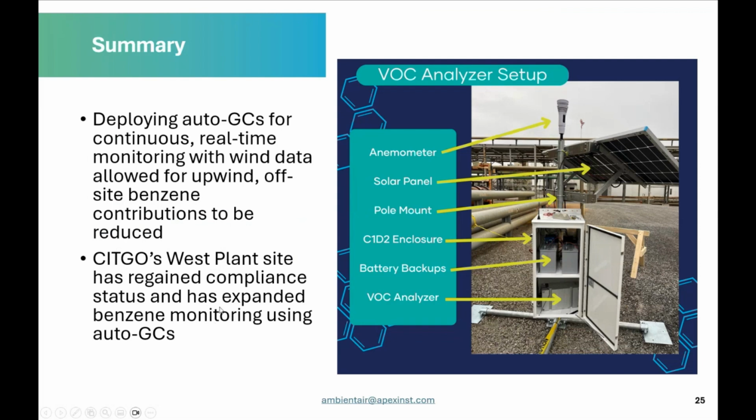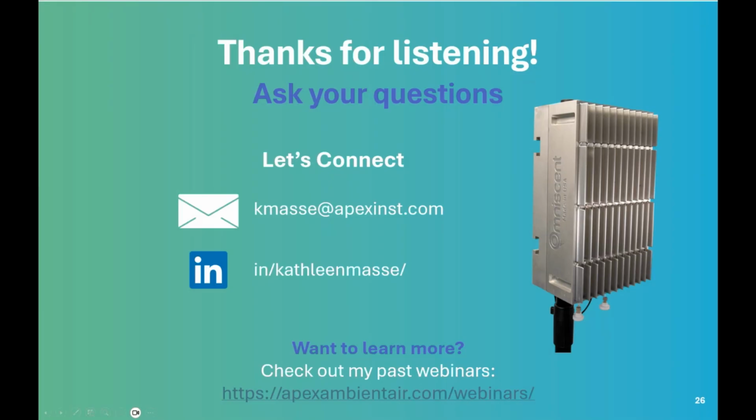So with that, I hope you enjoyed a little bit of the interesting case study of how CITGO used our AutoGC and other technologies to generate real-time continuous monitoring of benzene data to help offset their benzene calculations from outside sources. CITGO is able to regain compliance and has been expanding their benzene monitoring using the AutoGCs. And here's a picture of one of our devices with its C1D2 enclosure. And with that, I'd like to open it up to questions.